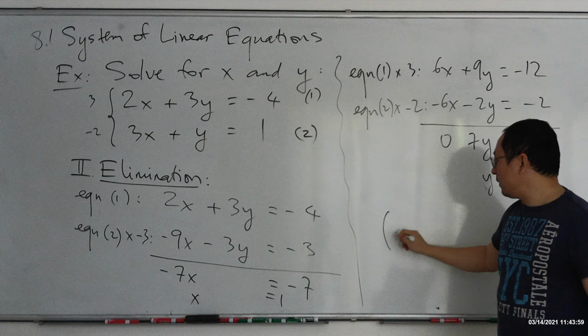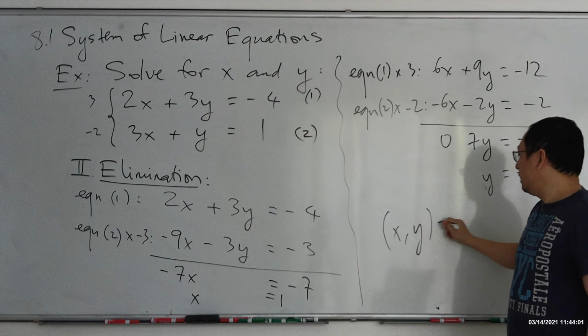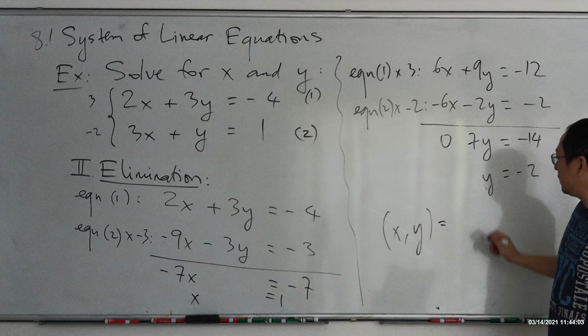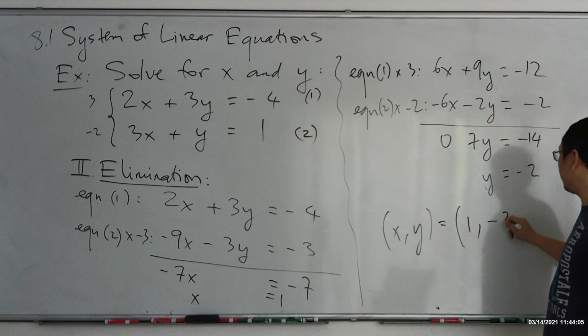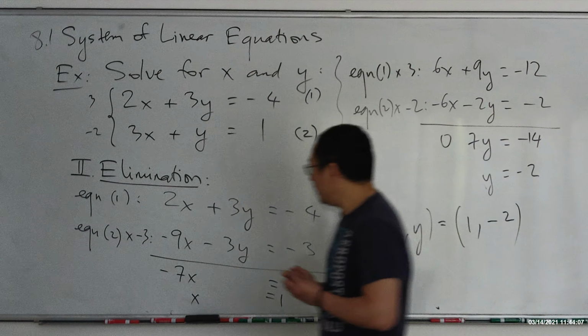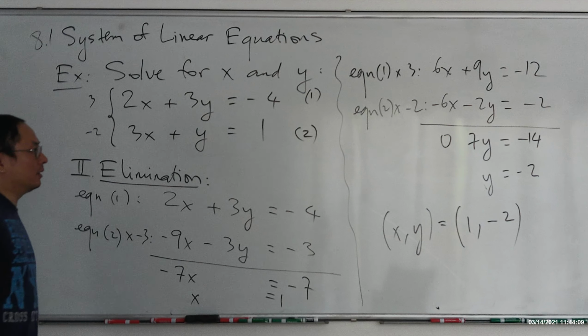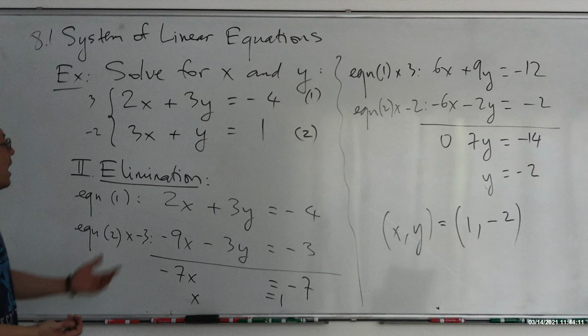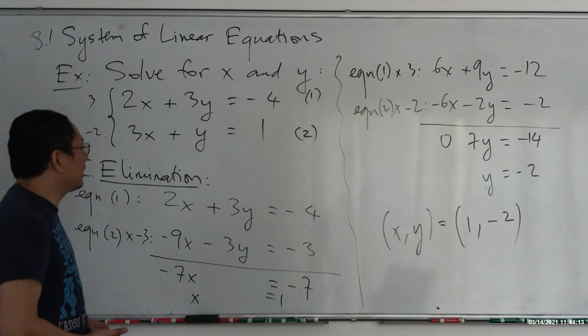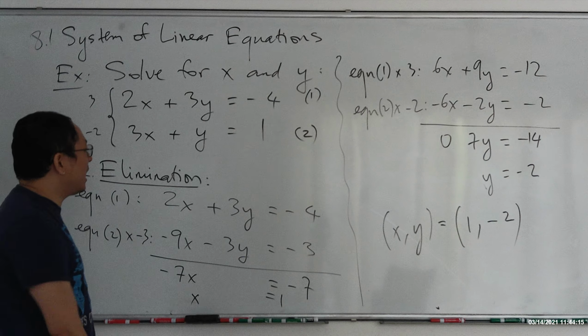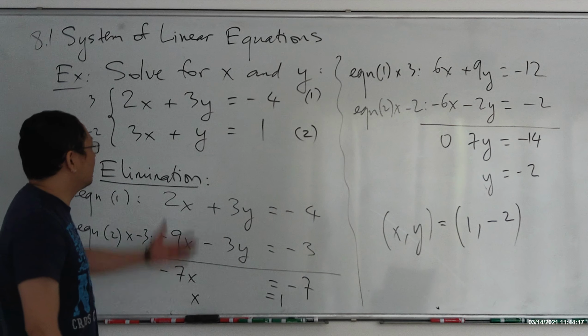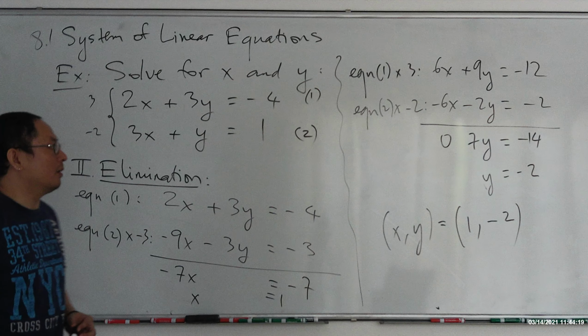So again, you have the same answer as the previous method of substitution. It's 1 for x and -2 for y. See? But in here, I used the elimination method. Okay? So the whole idea of solving a system of linear equations is what? You try to lower down the number of variables. And at the same time, you lower the number of equations.